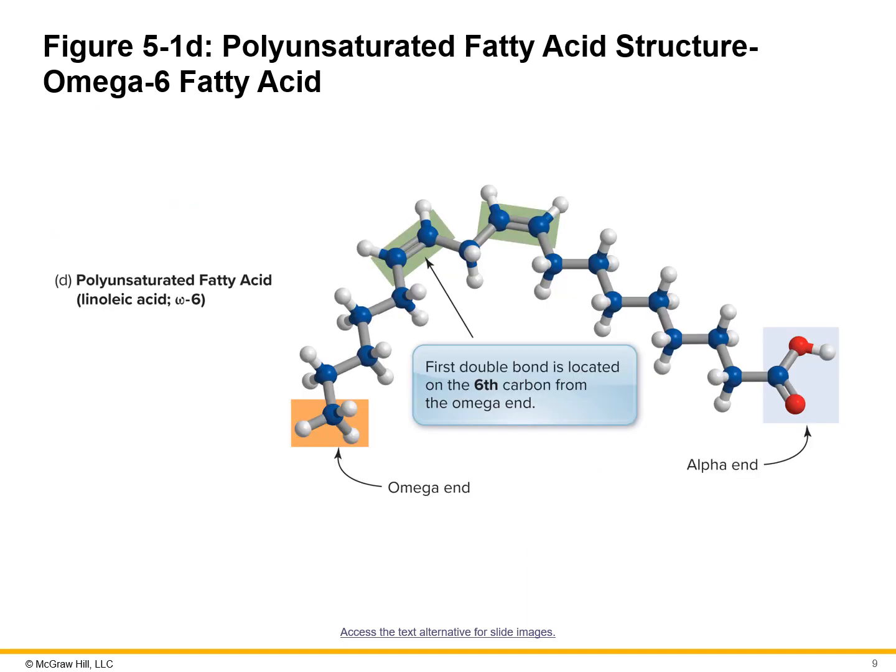All right, and here's that omega-6. Again, here's our omega end. So if we count up 1, 2, 3, 4, 5, 6, here is that double covalent bond at that sixth carbon from the omega end. So omega-3, omega-6 fatty acids, again, they have double covalent bonds, but we hear a lot about these. They're some essential fatty acids that we need to be eating.